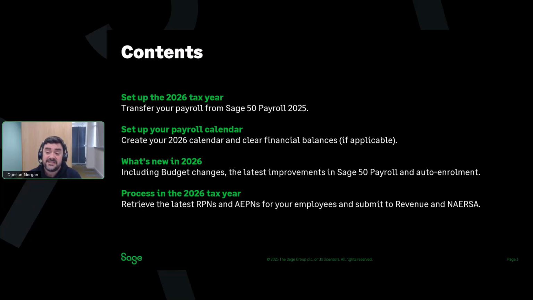I'm going to hand over to Sarah, who's going to take you through what's new for 2026. So outlining the key budget changes, some of the changes in Sage 50 payroll and the new auto-enrollment rules and functionality. And then she'll give you a demo on processing in the 2026 tax year, including how to retrieve the latest revenue and auto-enrollment payroll notifications, as well as making submissions to Revenue and NERSA, which is the National Auto-Enrollment Retirement Savings Authority. We should then have some time left at the end to continue answering your questions, and we'll also go through some of the further support available.